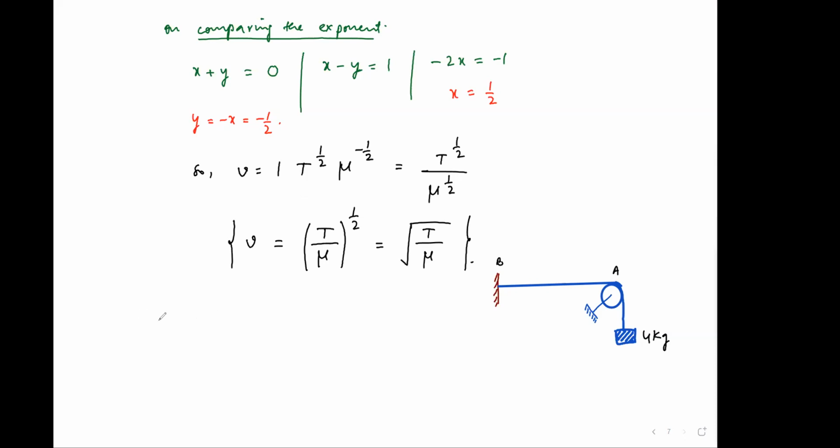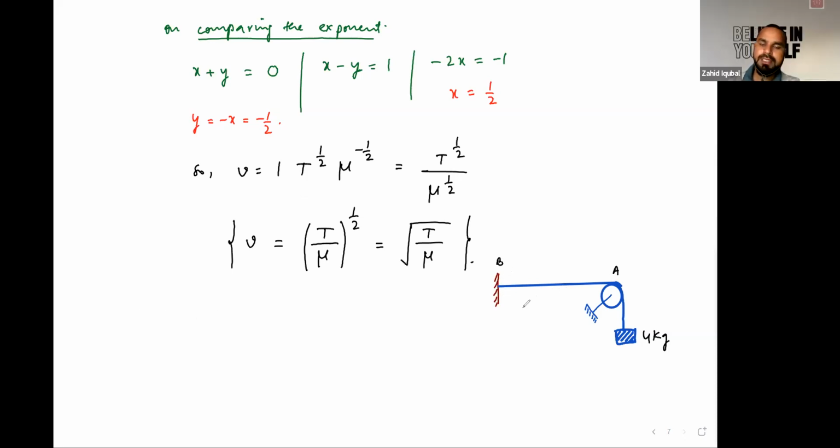Yes, sir. Okay. Suppose a string AB is connected on one side to a rigid support and on the other side to a block having mass 4 kg. If the mass and length of wire AB are 50 gram and 50 centimeter respectively.